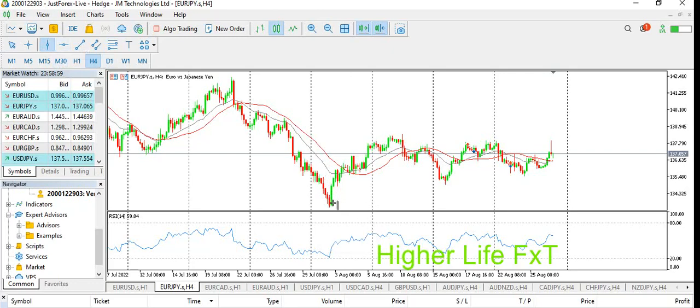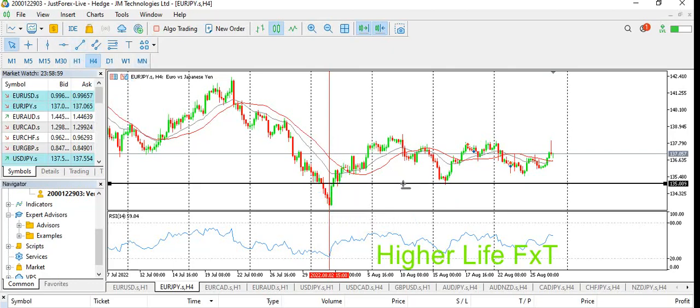It becomes an area which we will call support, because the price bounces every time it comes here. You can see that even after a few days passed, it came back, bounced again, came back and bounced again for the third time. So we consider this area a support area.